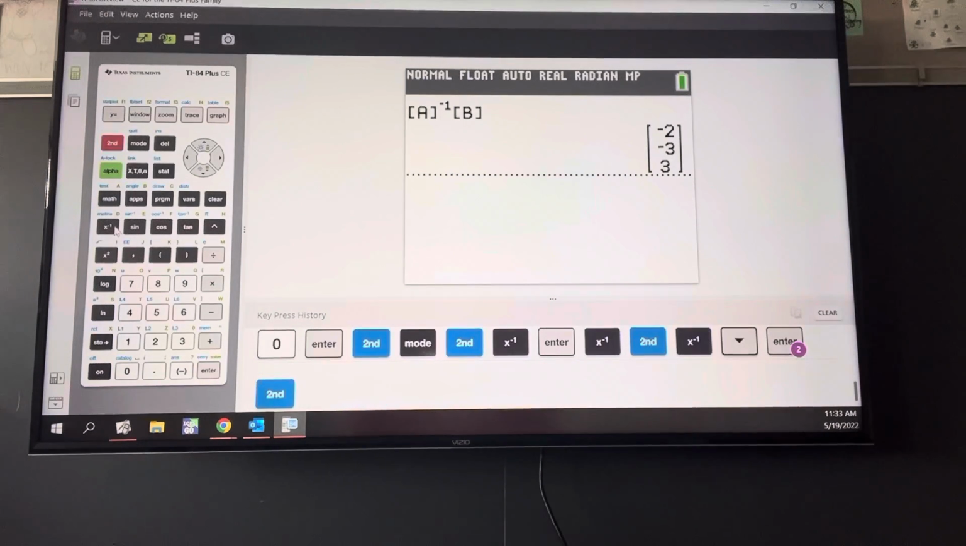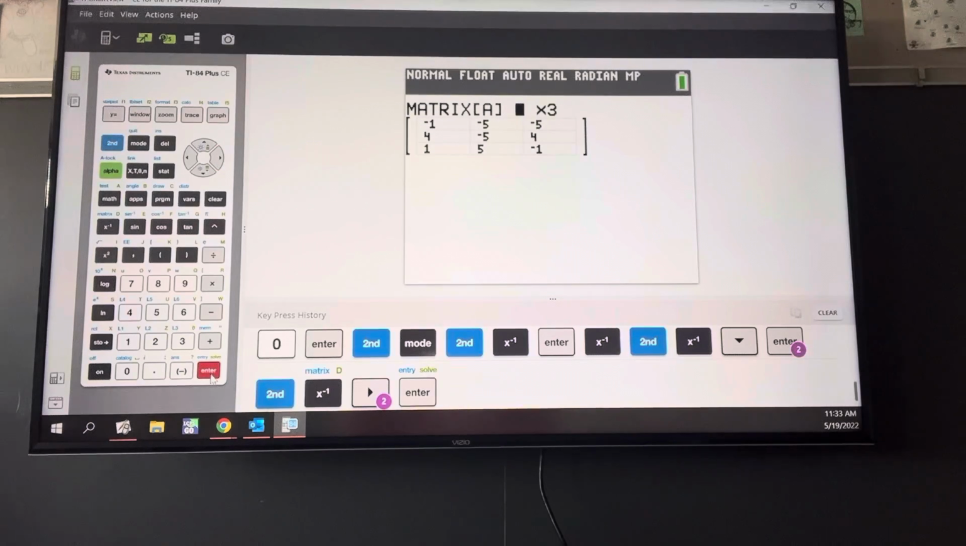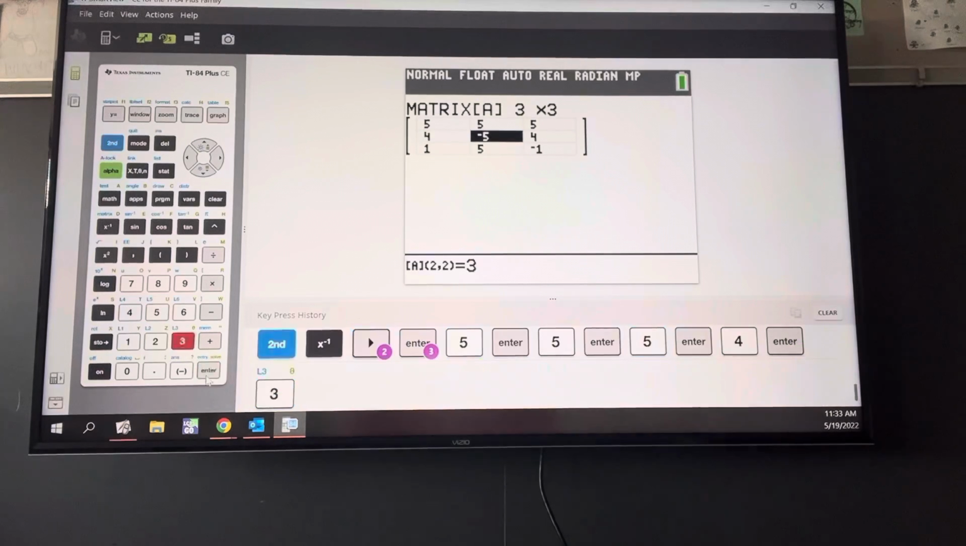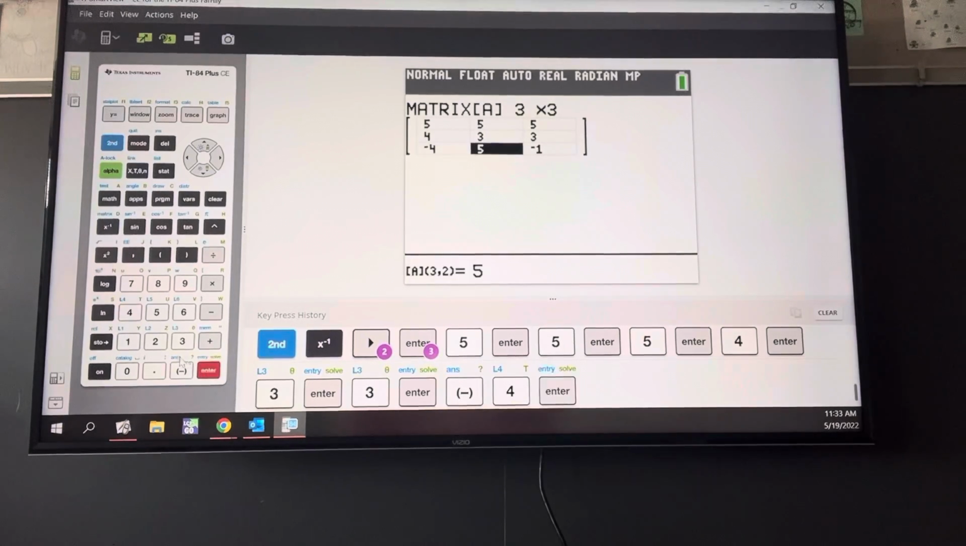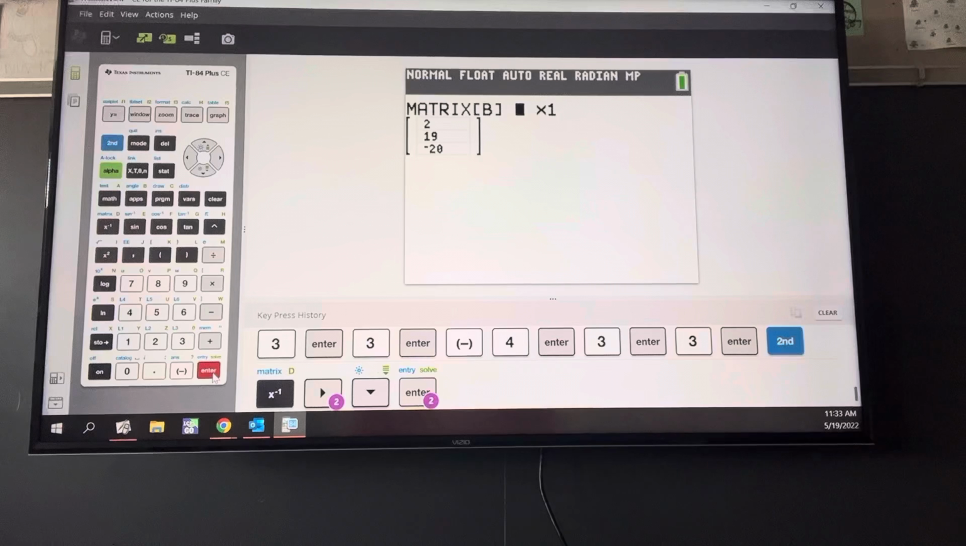Second matrix, edit. I'm going to start with A. I'm going to keep it 3 by 3. And I'm going to put in 5, 5, 5, 4, 3, 3, negative 4, 3, 3. Now I'm going to B, second matrix, edit, B, still 3 by 1.